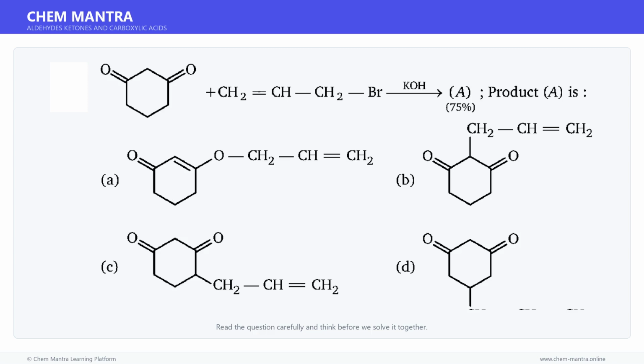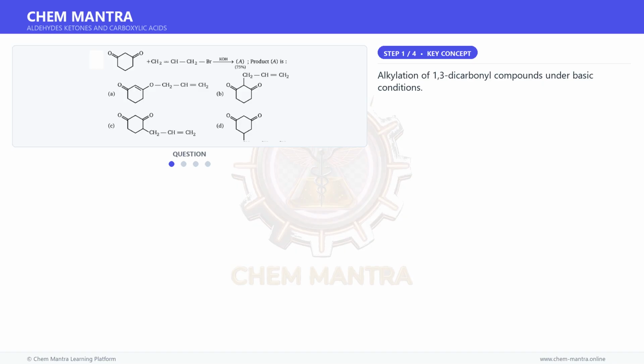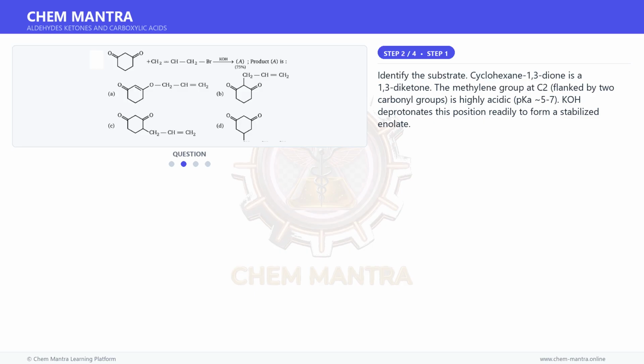Here is a question. Read it carefully and think about the answer. Let us solve it step by step. Let us first understand the key concept here. Alkylation of 1,3-dicarbonyl compounds under basic conditions. Moving on to the next step.